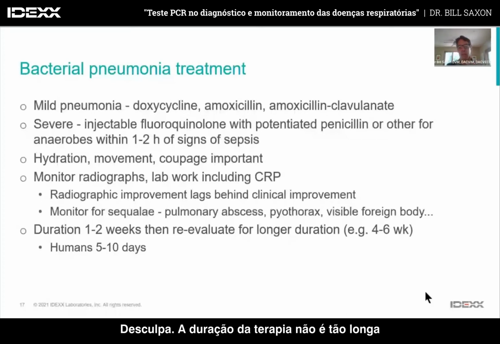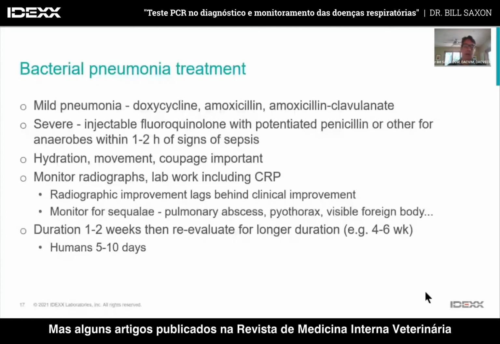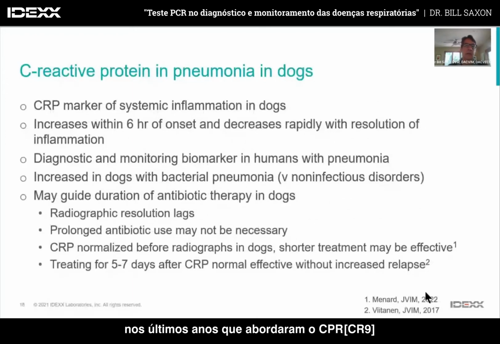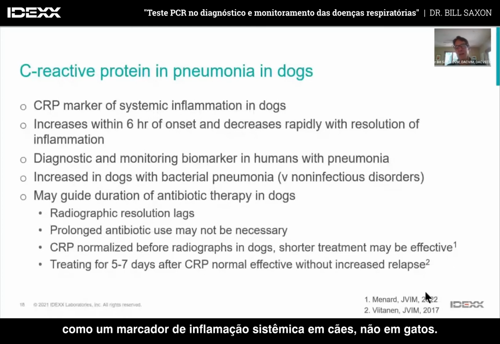Not nearly that long of a duration of therapy, and probably because they're better at getting cultures sooner and really using targeted antibiotic therapy, where often we can't get the samples we want to have, so we use empiric therapy, which may not be effective, the whole thing. But there have been a couple of papers published in the Journal of Veterinary Internal Medicine in the past few years that have addressed, can CRP, this marker of systemic inflammation in dogs, not cats.